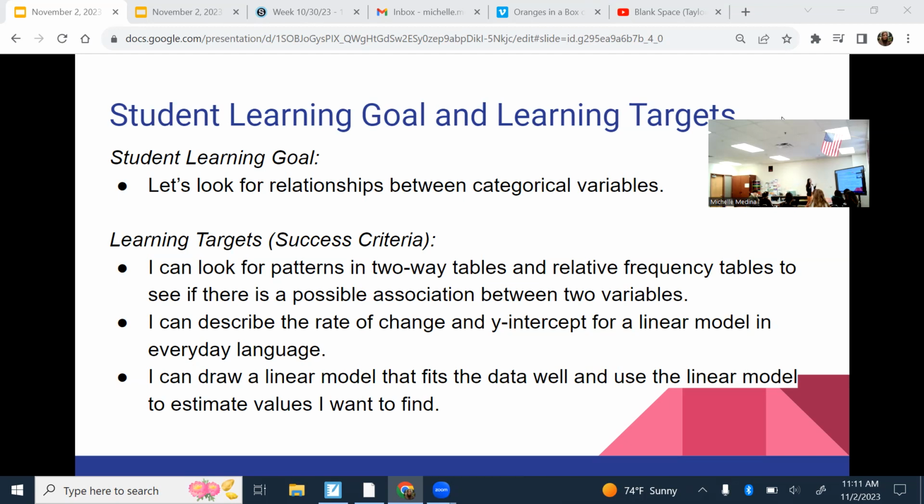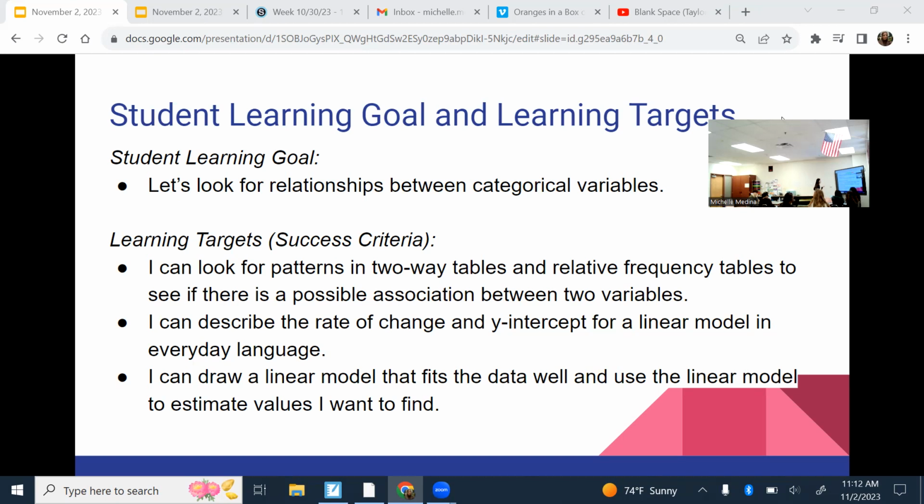And then if you can't tell, that's why you should make the relative frequency tables. You'll see that on your practice when you get to it. So if you can't tell, make the relative frequency table like we did in the lesson. Then you can compare them more easily. If you don't see a pattern, then there's probably not a relationship there.